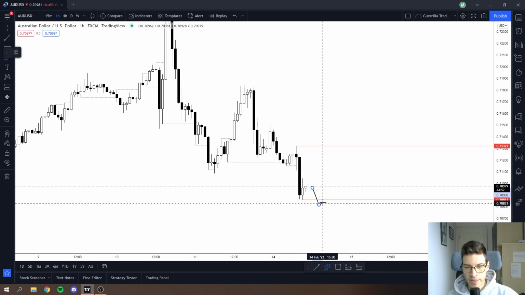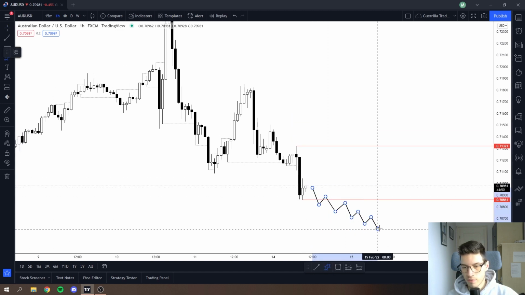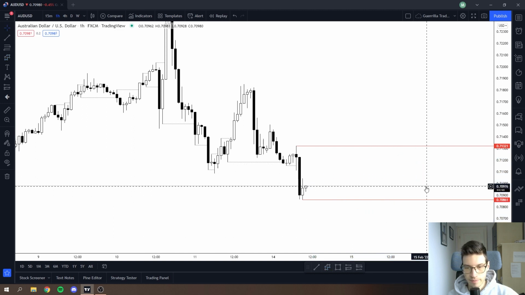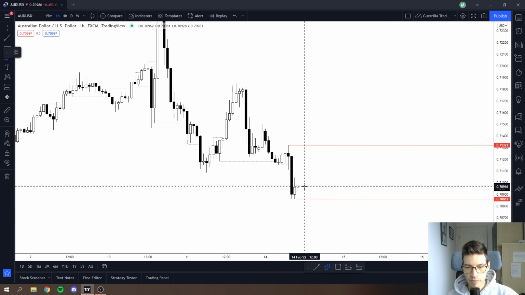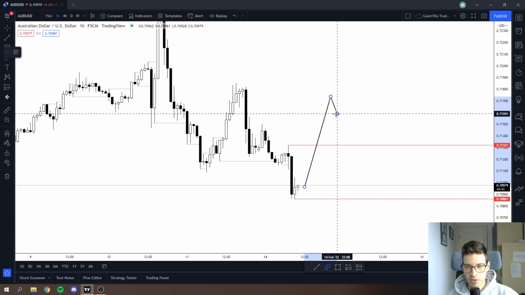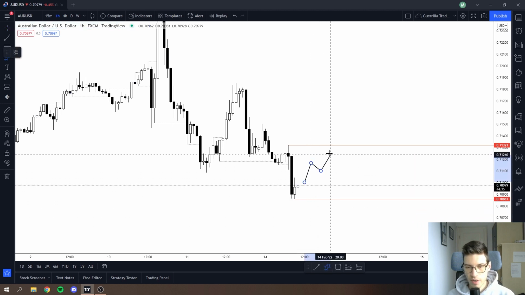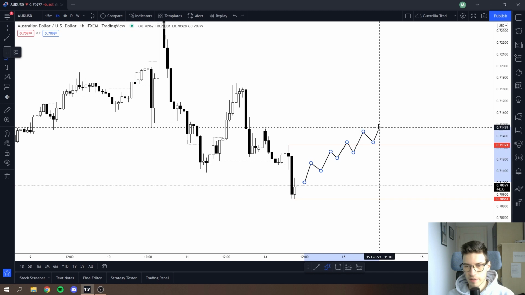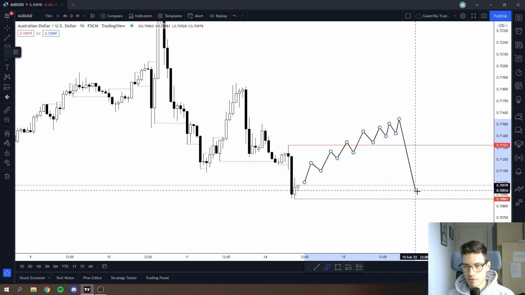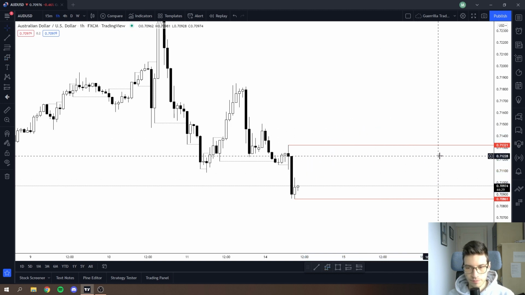Or what can happen, we can start to retrace, then I will look for a reversal impulse to the upside, or we can get an impulse to the upside straight from here and look for a flag, if it's a large impulse, of course. Or we can get an ascending structure, so that is also a possibility. Impulse down, look for a flag.